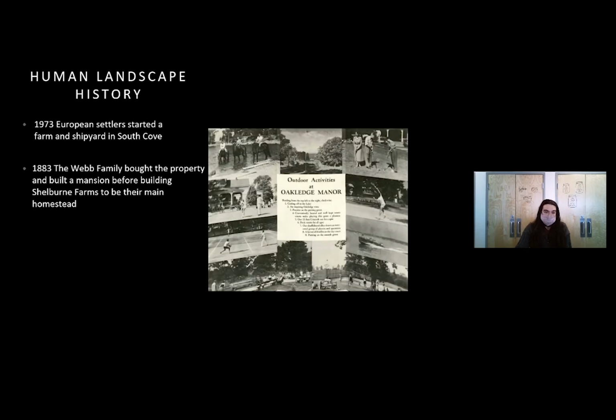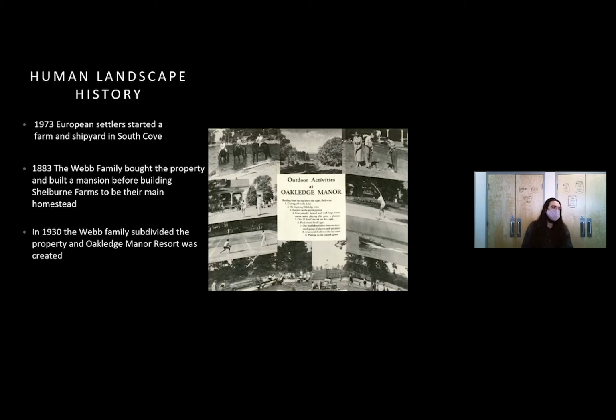So then in 1930, the Webb family subdivided the property. Red Rocks was purchased by someone and then later turned into its own park. All of the housing in between Red Rocks and Oakledge was all split off. I don't know if it became housing quite then, but that was when the property that we know as Oakledge got its kind of more formal boundaries.